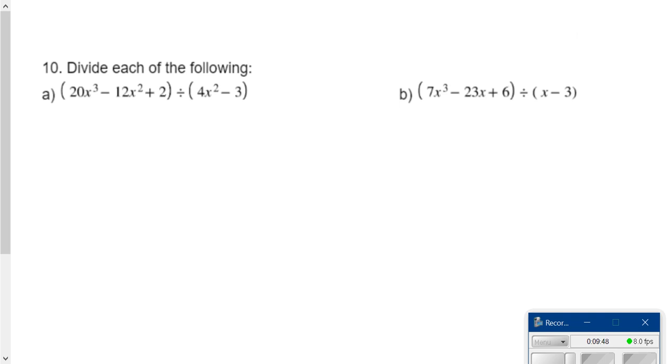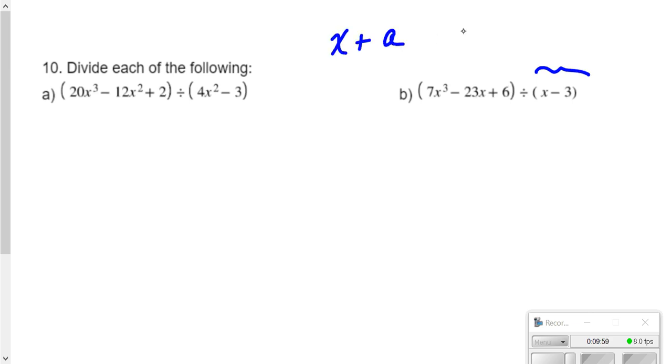Okay, in part B, I could do long division again, but since this is a nice straightforward divisor, in the form of x plus a number or x minus a number, when I have that kind of divisor, I can choose to do synthetic division, and I would recommend it. In the little skybox, you're going to put 3. Okay, you put the number that would make this equal to 0.